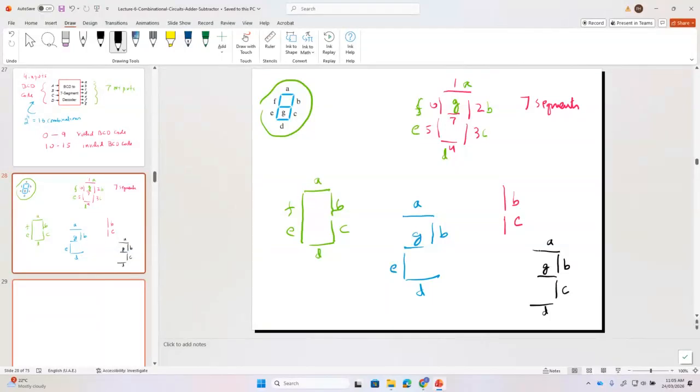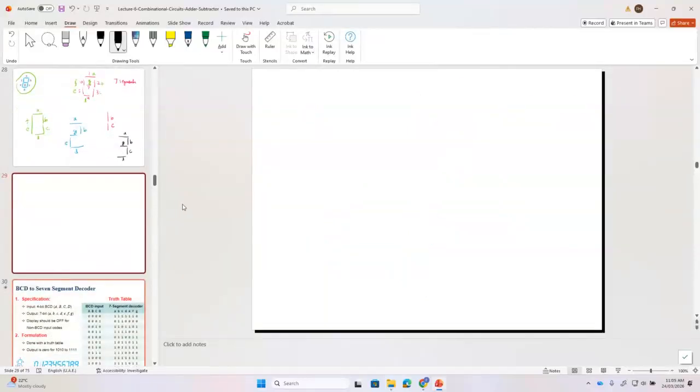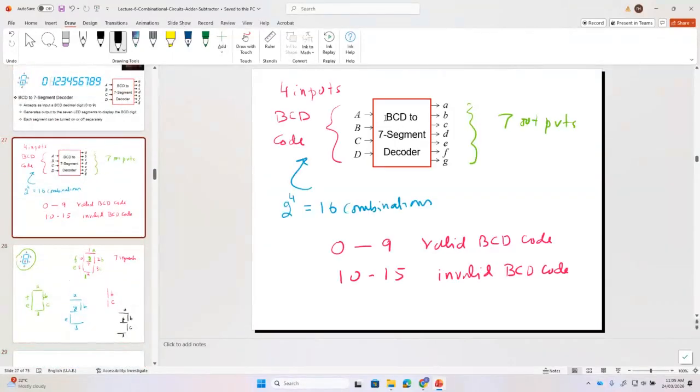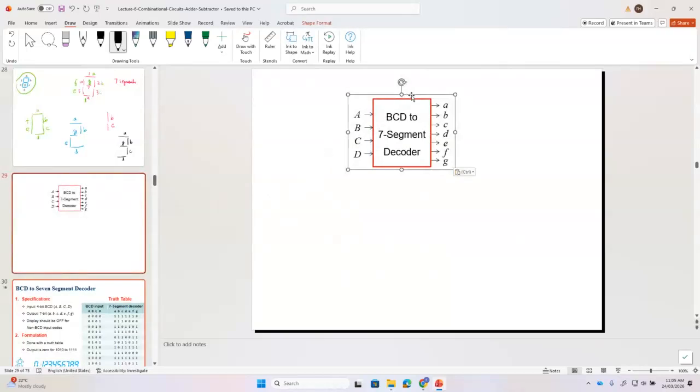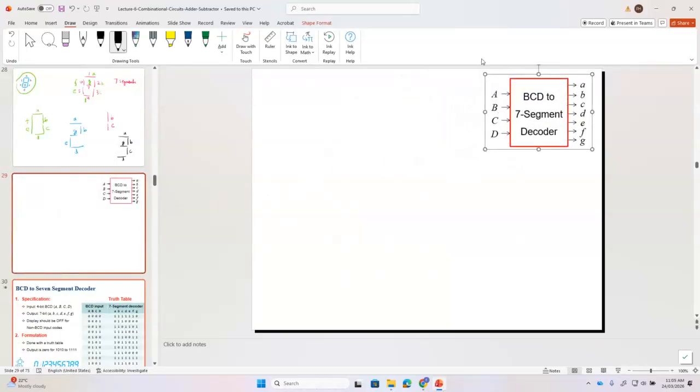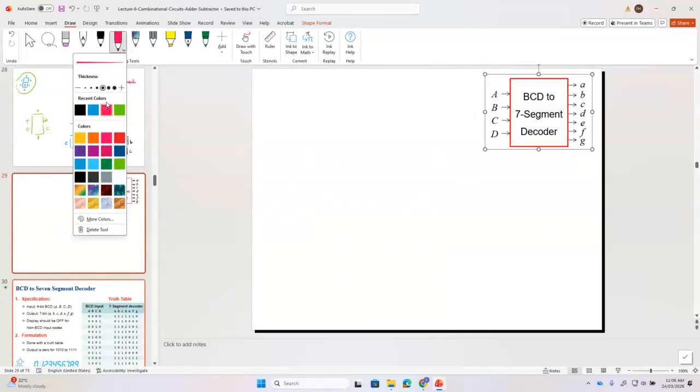Okay. So for this problem, we need to draw the truth table. Basically, what is my input? My input is A, B, C, D. Please remember, from the BCD to 7-segment display, I'm copying this and pasting it here. These are my inputs, A, B, C, D. I'm making it the red color. So A, B, C, D are my inputs.